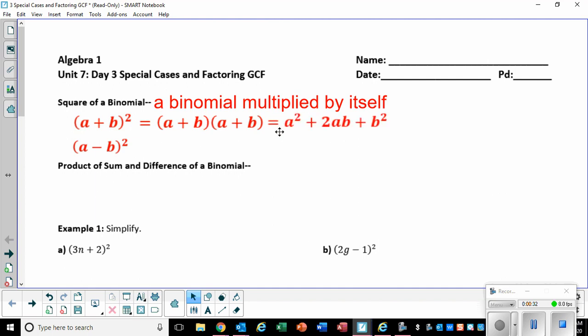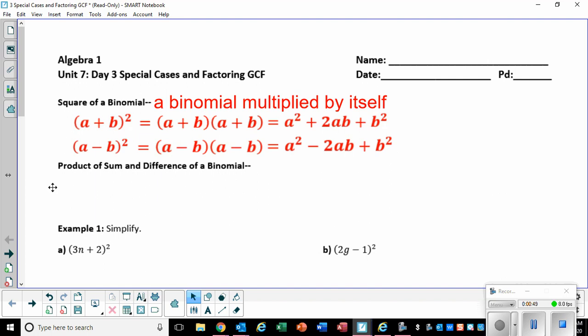It's special because it will always look like this kind of setup. Once you simplify it, it'll look like that. With subtraction, you can either spread it out and that way you can multiply it like normal, or it'll always look like this kind of setup.